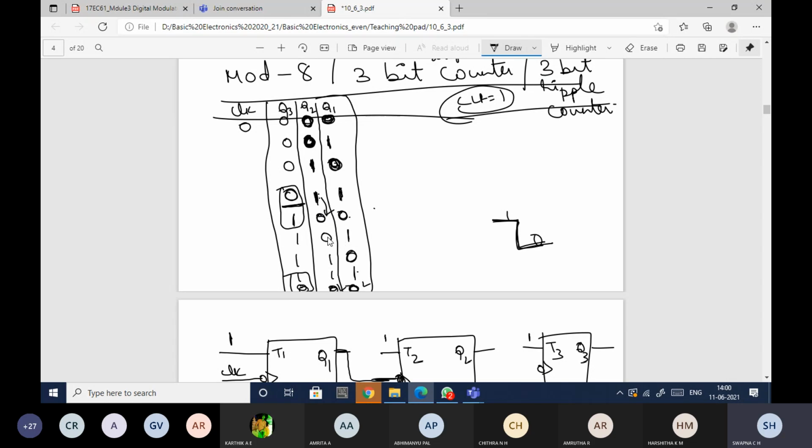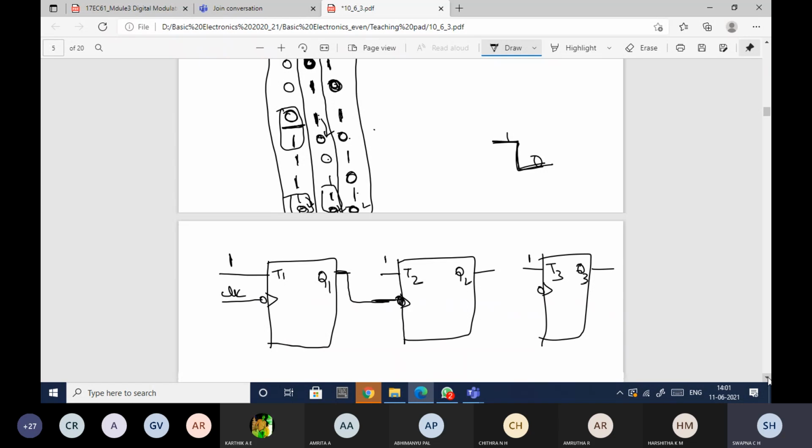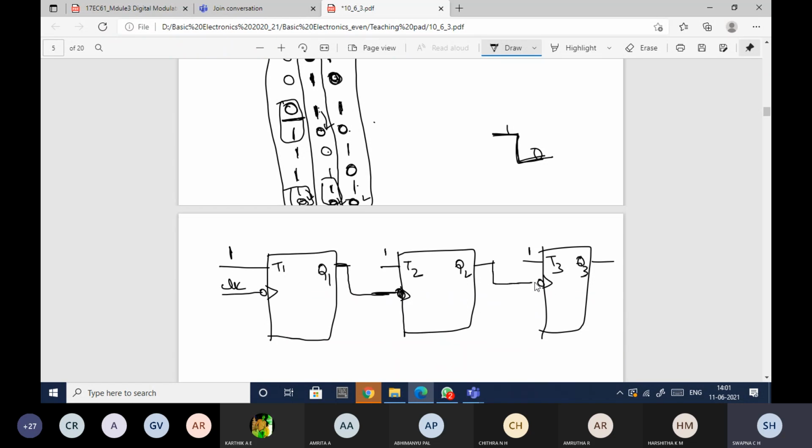In the same way, 0 to 0, so no toggling. See, it is still in the same state. Again, here only at this point, Q2 is changing from 1 to 0. So what is happening? The toggling is happening. So here also I can connect Q2 to the clock of the third flip-flop.